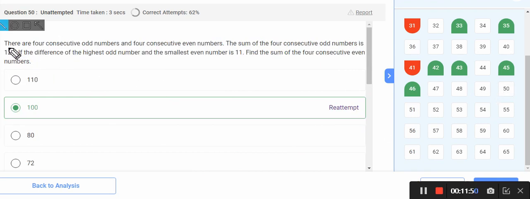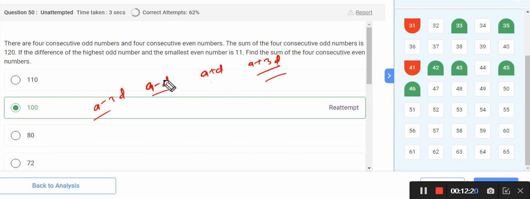Question number 50. There are 4 consecutive odd numbers. Let's take the odd numbers as A minus D, where D is the common difference, so A plus D will be the next odd number, and after that A plus 3D, and before this A minus 3D. All these are odd numbers, right? And 4 consecutive even numbers, we'll look into this later.